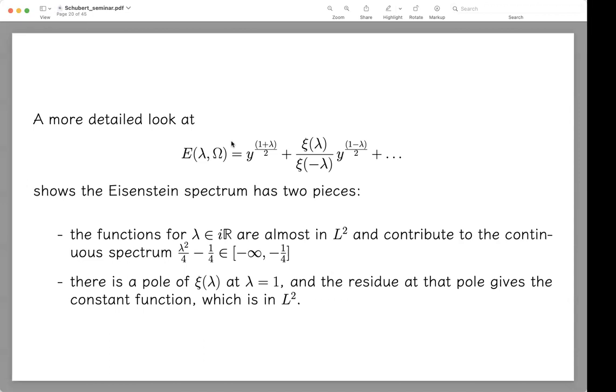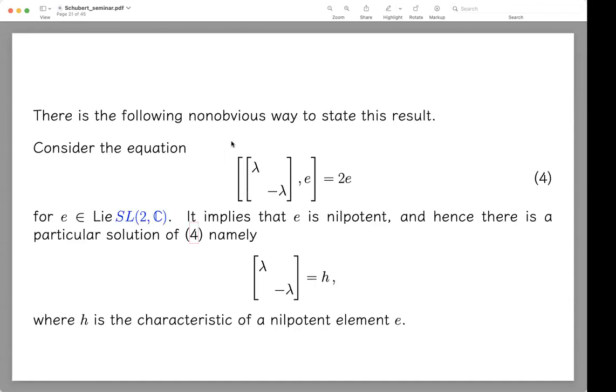So that's the complete description of the Eisenstein spectrum for SL2. And there's the following very non-obvious way to state this result, somehow also due to Langlands, and with, you know, later additions by Arthur and many other brilliant mathematicians. So you can say a result like this.